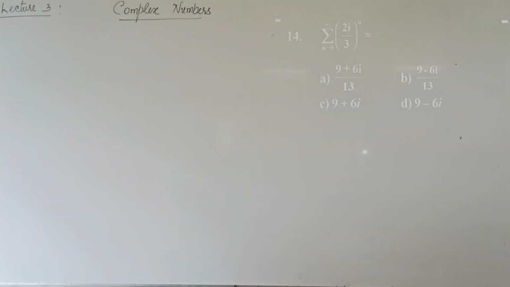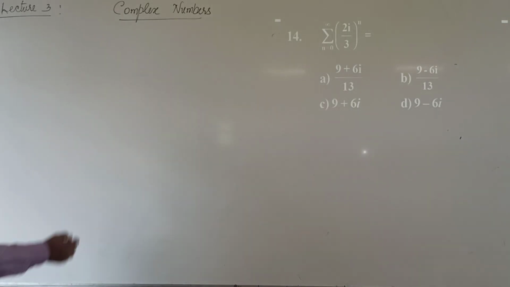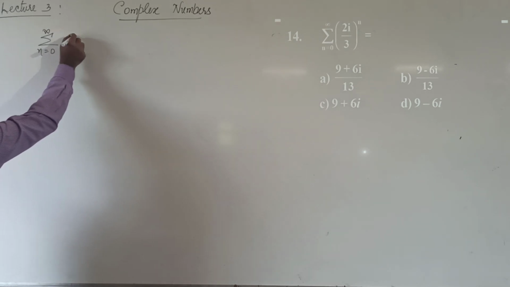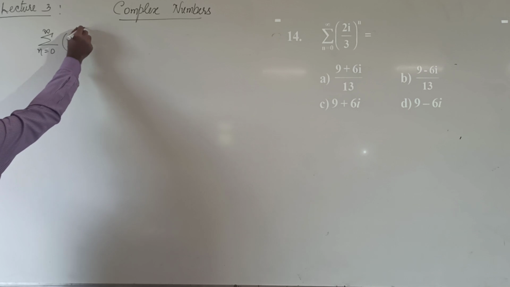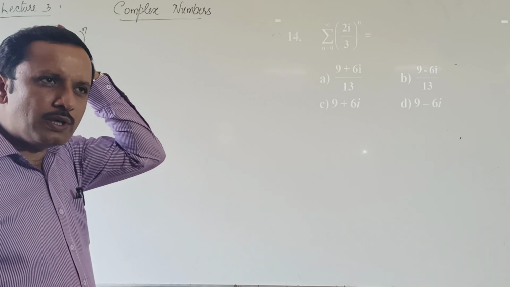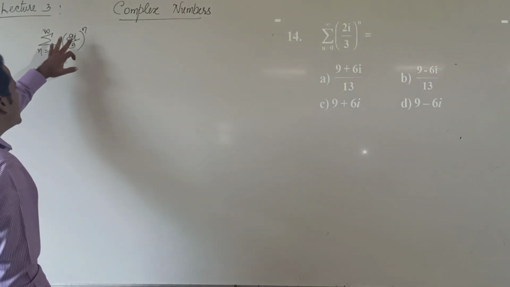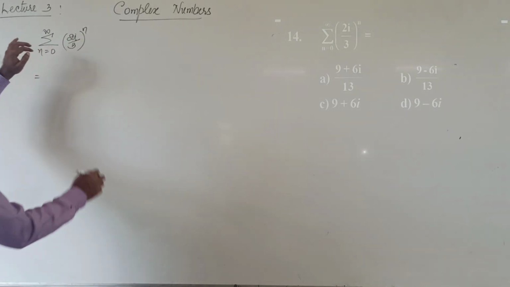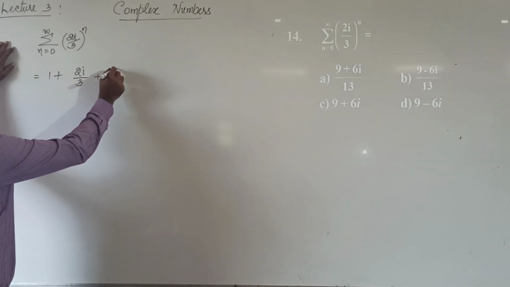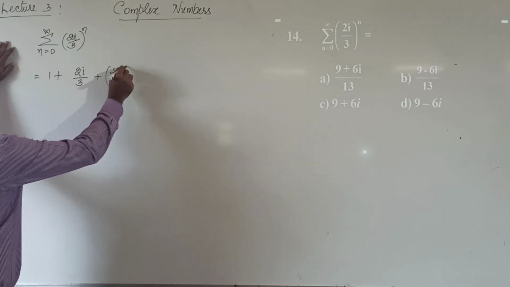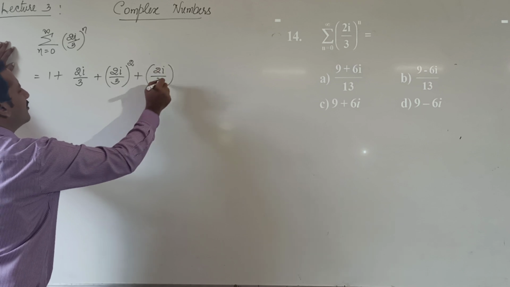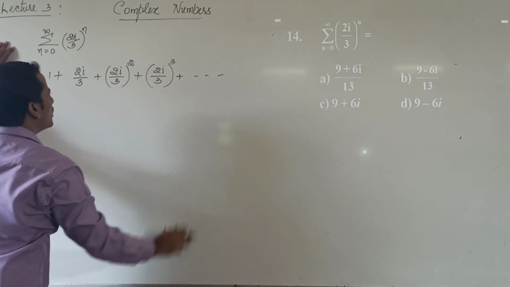Summation n from 0 to infinity, 2i by 3 whole power n. This is equal to, go on putting values for n starting from 0 to infinity. If I put n is equal to 0, 2i by 3 whole power 0, that is 1. Plus put n is equal to 1, 2i by 3. Put n is equal to 2, 2i by 3 whole square. Put n is equal to 3, 2i by 3 whole cube, and so on.